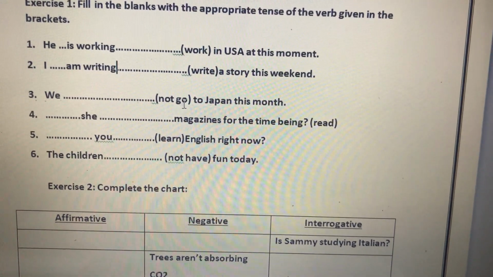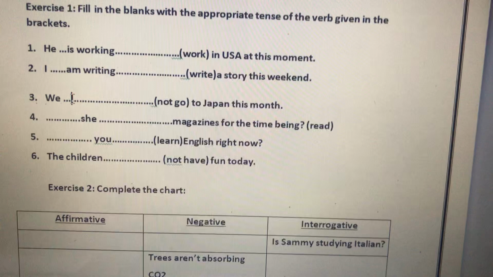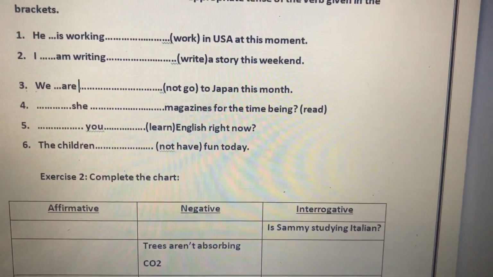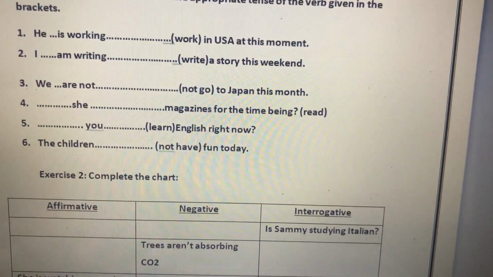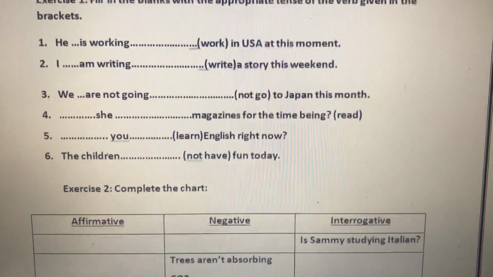Sentence number 3, we not go to Japan this month. Go is the verb. We, it takes are, we are, and we have it in the negative form. We are not going to Japan this month.